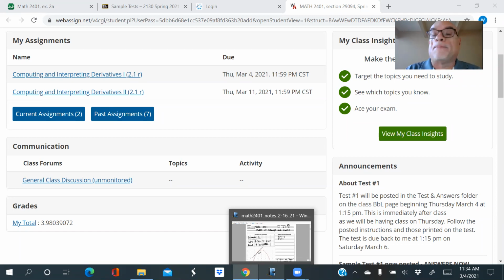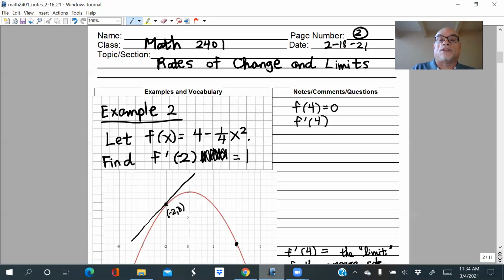So I'll come back and answer whatever questions you want to ask me as soon as we finish this example and we get more people logged on. All right, so let me just bring up the notes here.